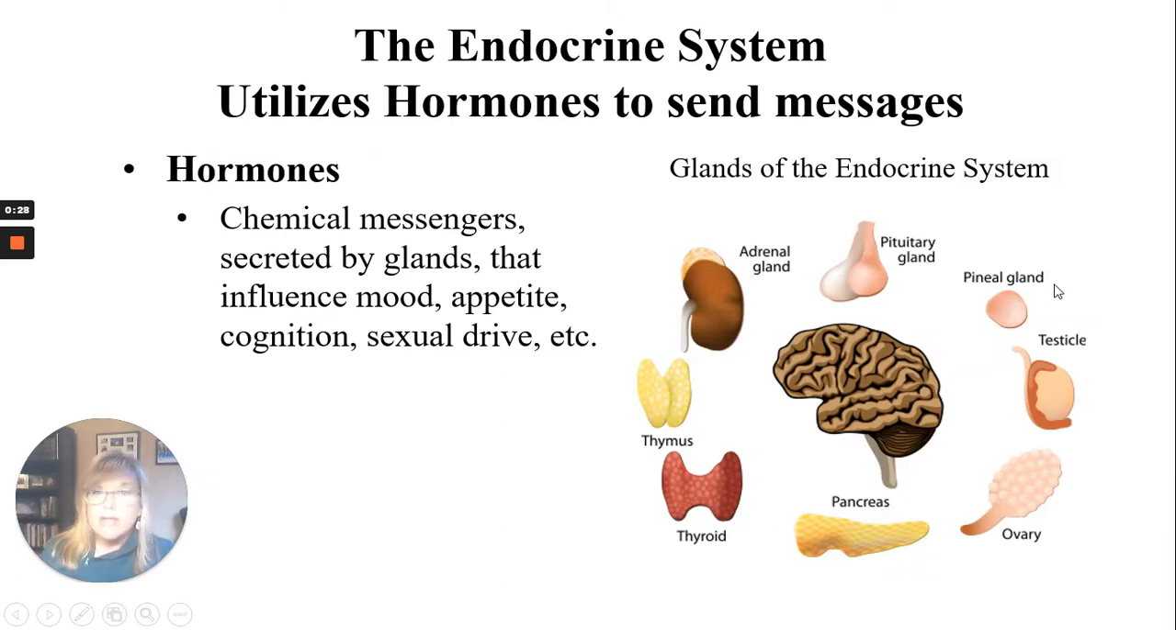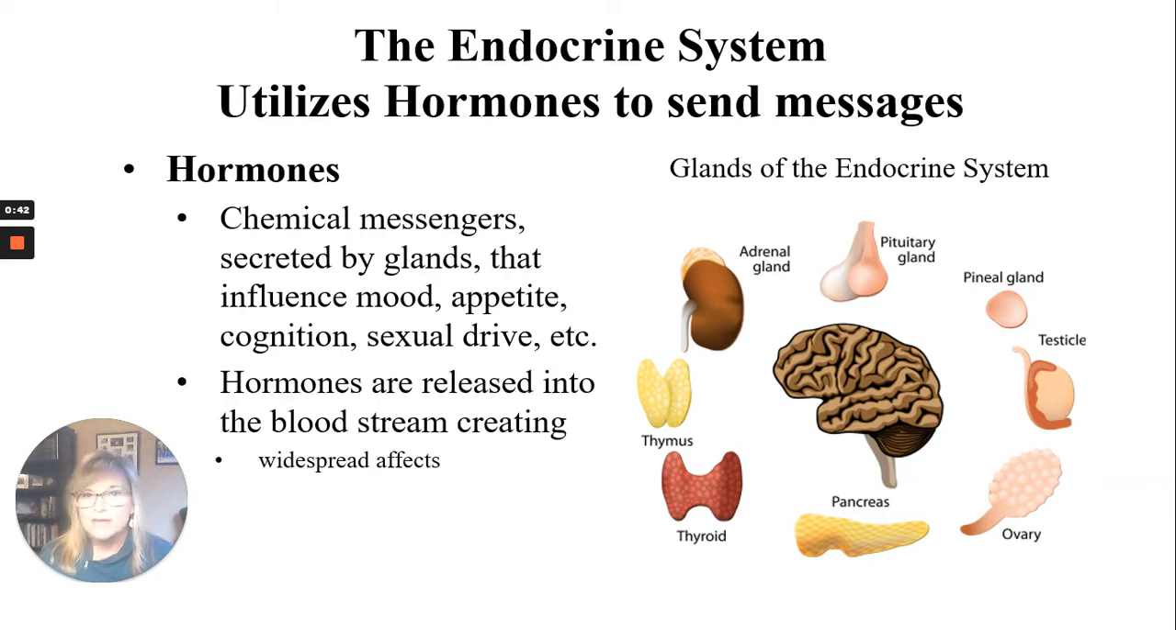So hormones are chemical messengers. They're secreted by glands that are in the endocrine system, and they influence things like our mood, our appetite, our ability to think, and our sexual drive. We're all pretty familiar with these kinds of things, and we've heard about hormones all of our life probably.